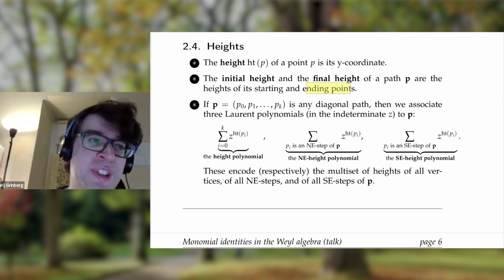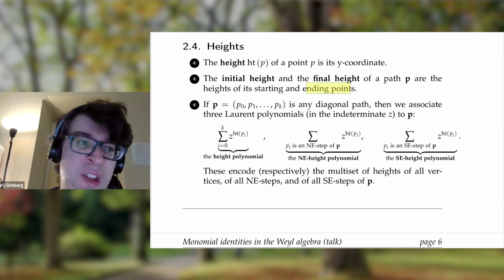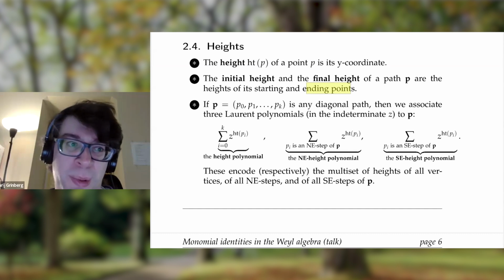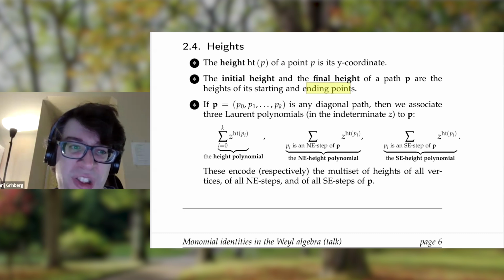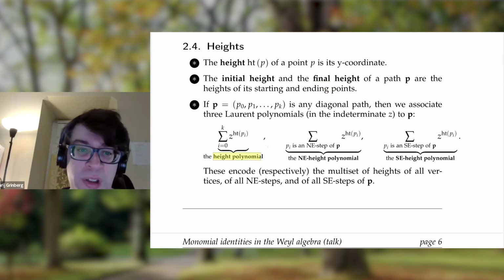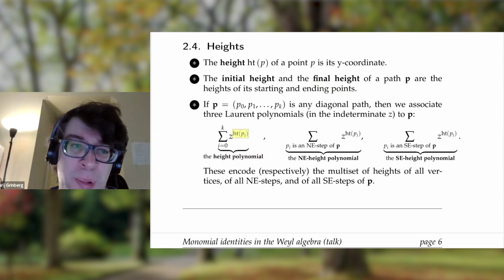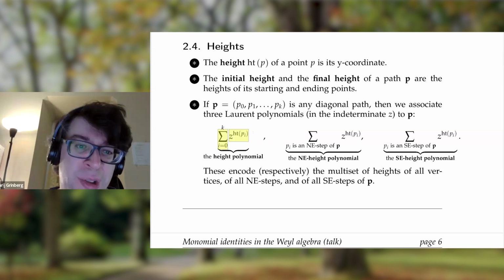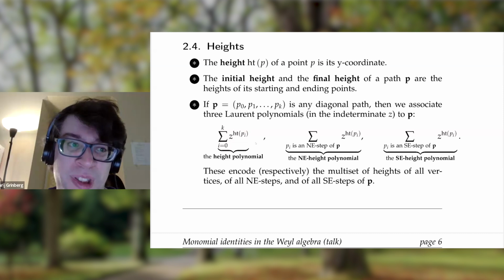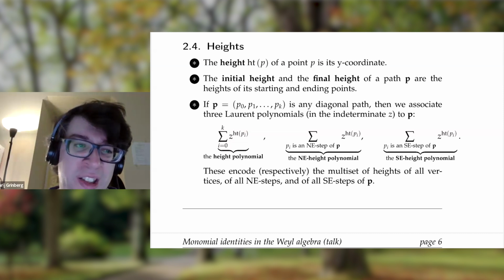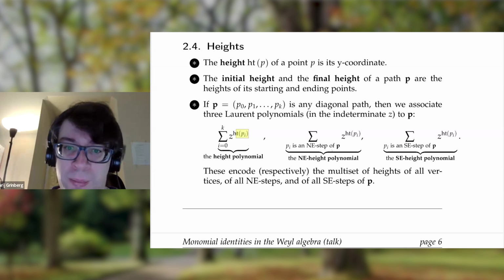But we also care about the heights of the remaining points, and so we define three polynomials, specifically Laurent polynomials, because the heights can be negative, that basically serve as generating functions for those heights. The height polynomial basically takes the heights of all the points on the path, so all the ht of pi's, and puts them as exponents. So in a way, it encodes the multiset of the heights of the points by counting it. So if you have a point of height h, you get a z to the h element.